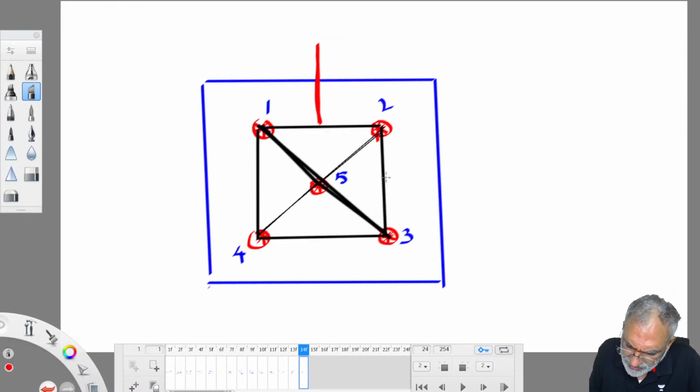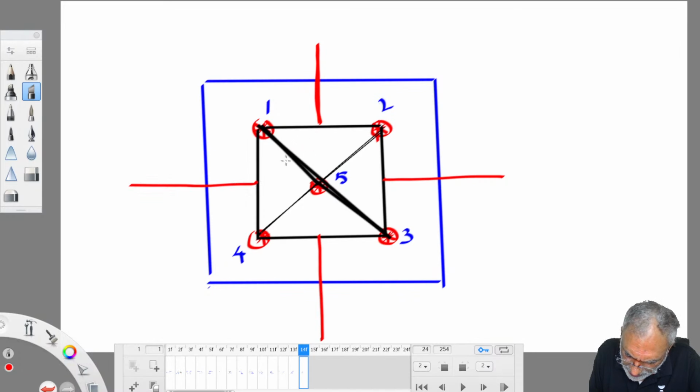This is station 3, this is station 4, this is station 5. Draw the bisector for this line, this line, and this line. Similarly, you draw the bisectors. Each should pass through the center of the connecting line.